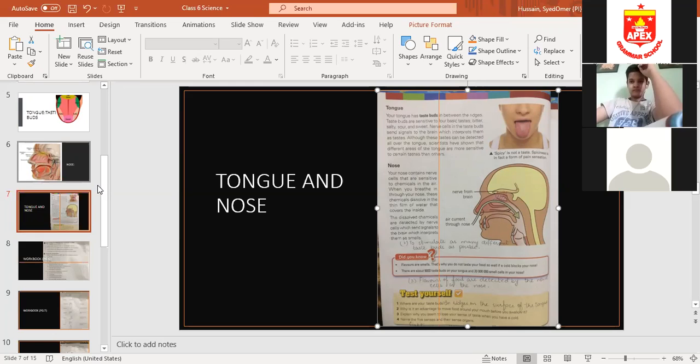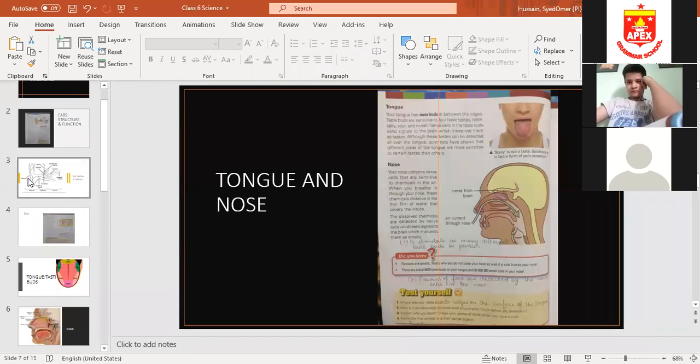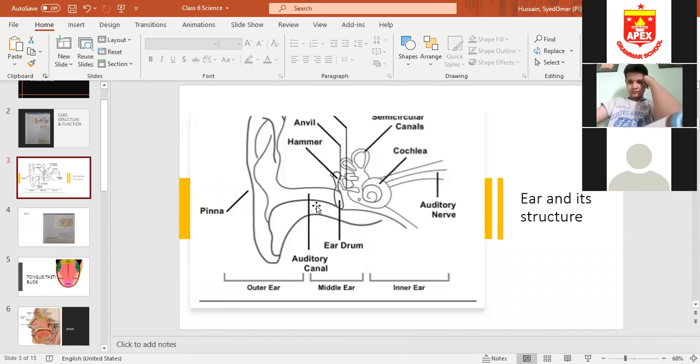Okay, talking about the previous lecture, I want to show you this one, that this is the ear and its structure. Yesterday I was telling you about what is an ear, what is its structure. As you can see in the picture, the outer one, the outer ear which we were seeing, is called the ear flap. It is also called pinna.